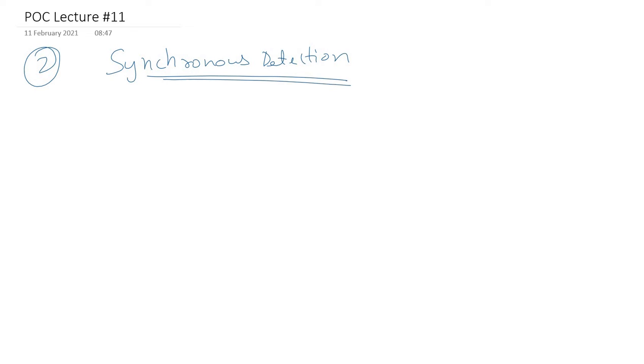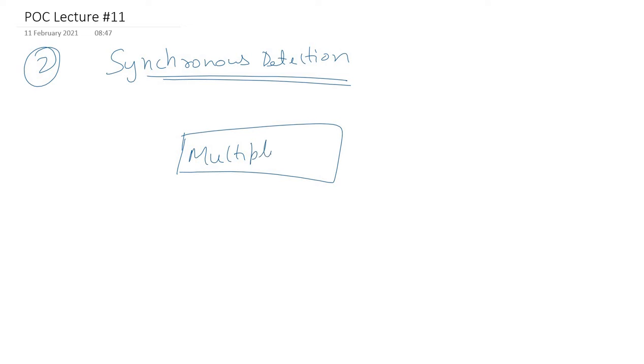The second type of detection technique is synchronous detection. Synchronous detection, as the name suggests, is the type of detection in which we require a locally generated carrier signal at the receiver, and that has to be perfectly synchronized in both frequency and phase. I'll first draw the block diagram of it, and then we'll discuss the step-by-step functioning.